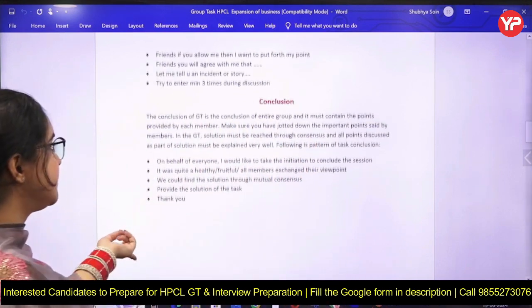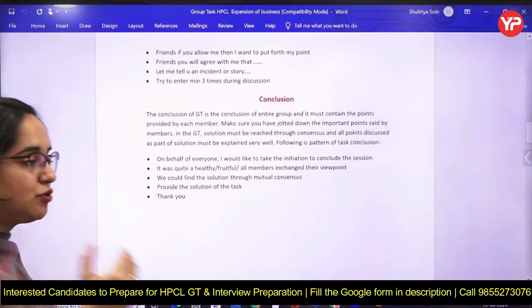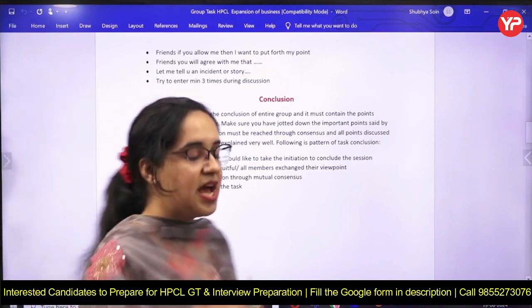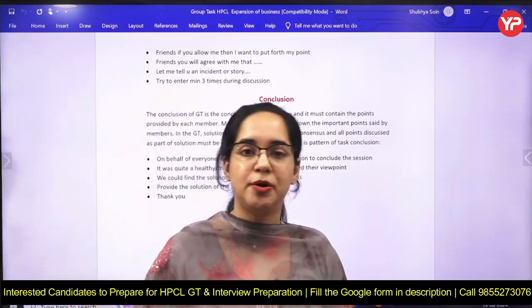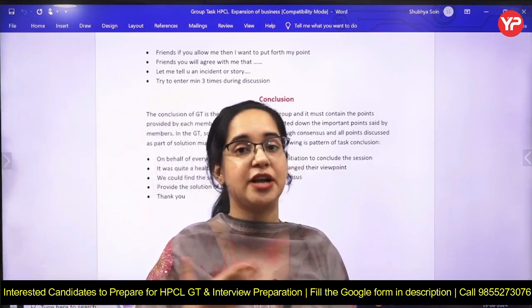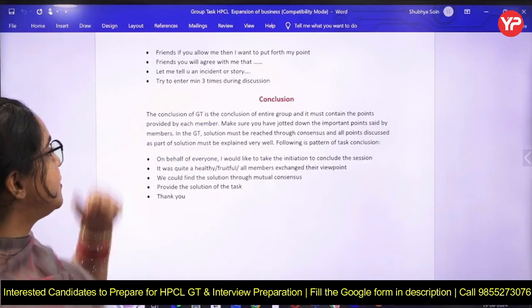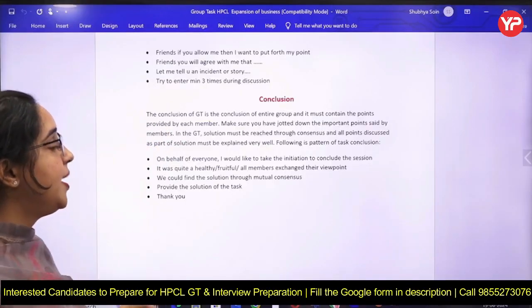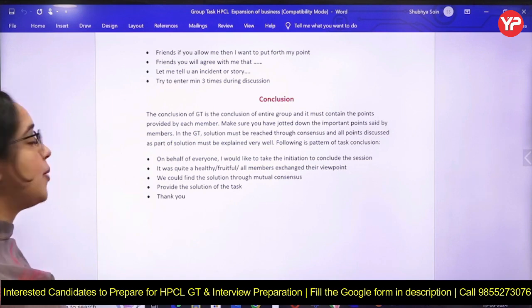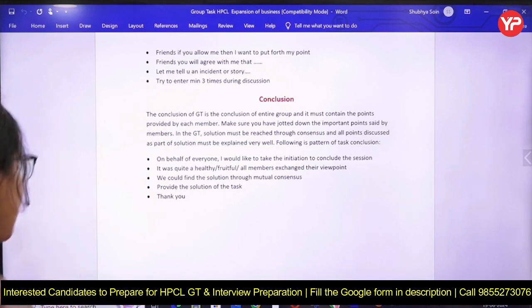Then comes the conclusion. Same way, in the conclusion, you should start noting down the pointers, and some famous quotes of the other people also, whatever you find very interesting, that could be discussed by then, and you should write that down. The conclusion of a GT is the conclusion of the entire group, and it must contain the points that are provided by each member. All the points said by the members in the GT solution must be reached through consensus, and must be explained well. So yeah, on behalf of everyone, I'm going to conclude.